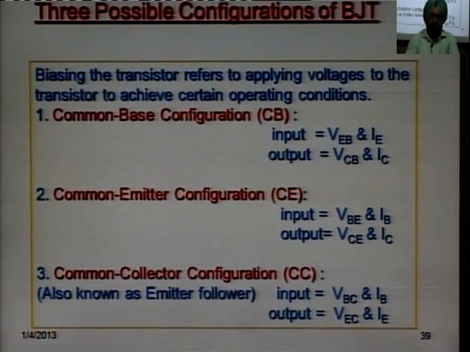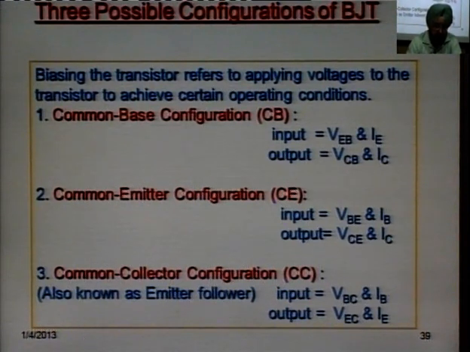If we make the emitter common, then it is called common emitter configuration. Then at the input we have got base emitter voltage and base current. So the input changes, see, it has become VBE and IB. IB means base current. Output is again collector current, and the voltage is VCE.